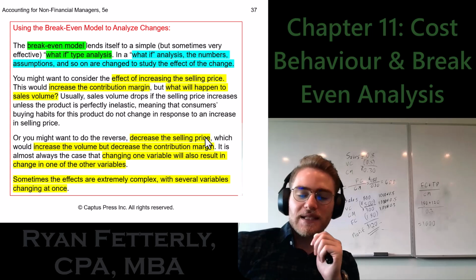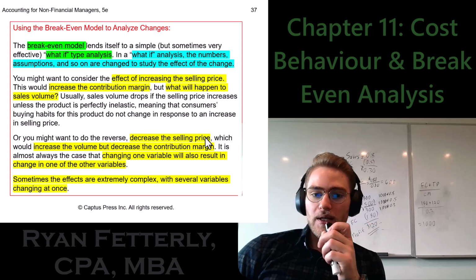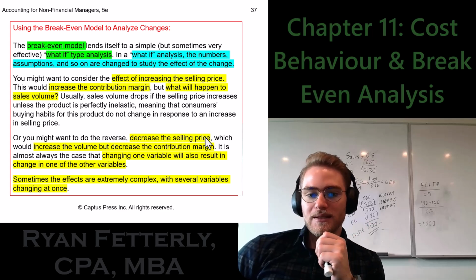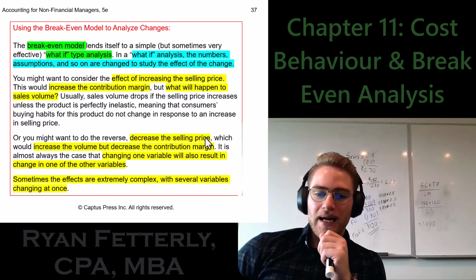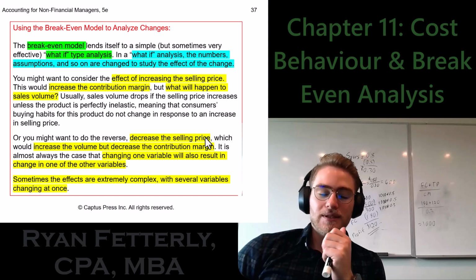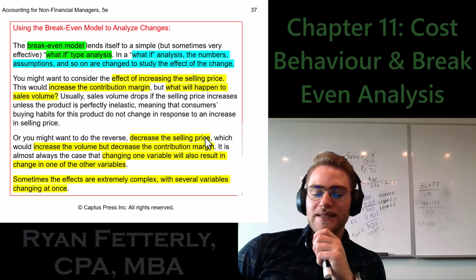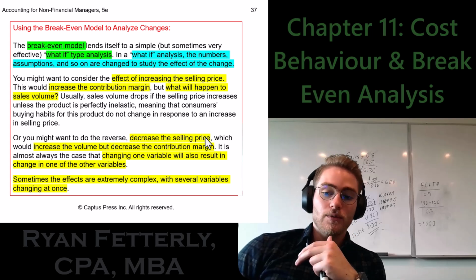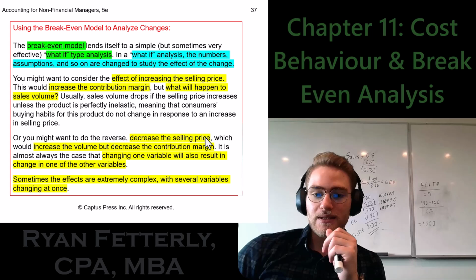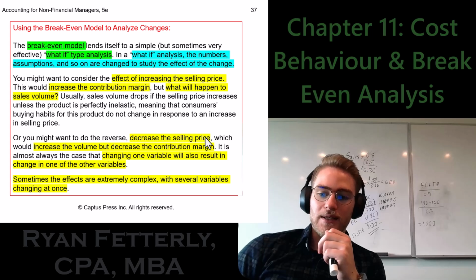You might want to consider the effect of, say, increasing the selling price. This would increase the contribution margin, but what will happen to the sales volume? Usually sales volume drops if the selling price increases, unless the product is perfectly inelastic, meaning that consumers' buying habits for this product do not change in response to an increase in selling price. Just like coffee. Or you might want to do the reverse: decrease the selling price, which would increase the volume but decrease the contribution margin. Because when you reduce your prices, usually demand increases, and people want more of your product, as we know from the basics of economics, supply and demand.